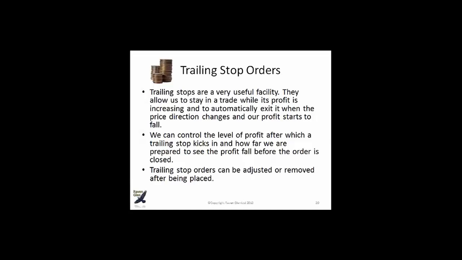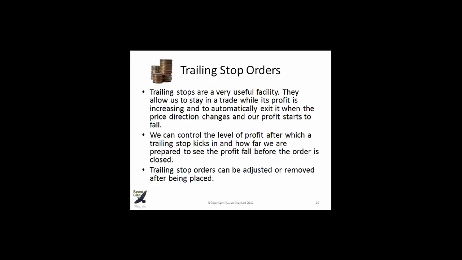You can control the level of profit at which a trailing stop would kick in, and also how far you're prepared to see the profit fall before the order is closed. So that is, if you're prepared to see it move back by 5 pips, you'd set a 5 pip trailing stop. If you're prepared to see it fall back by 10 pips, then you'd set a 10 pip trailing stop. And also the trailing stop orders can be adjusted or even removed completely once they've been placed.